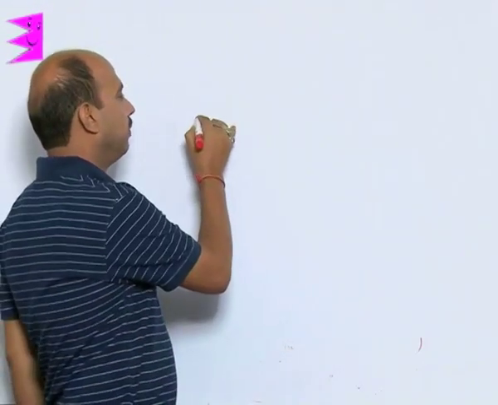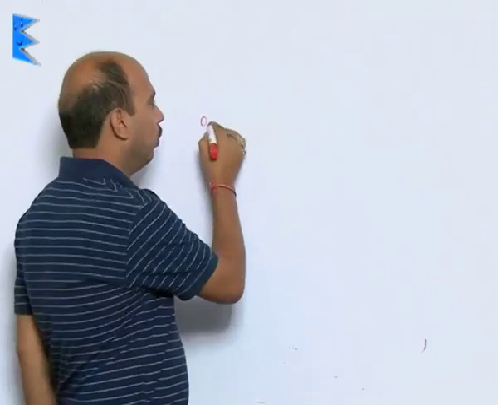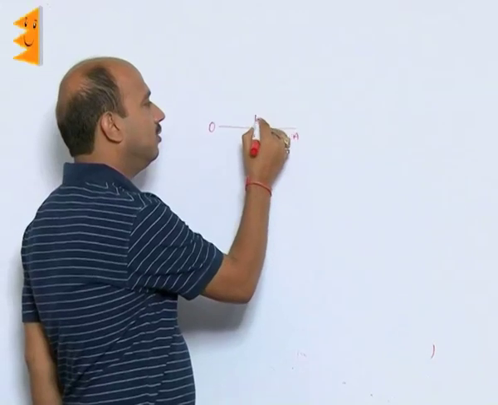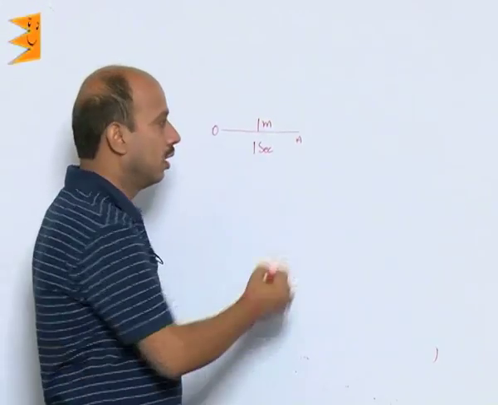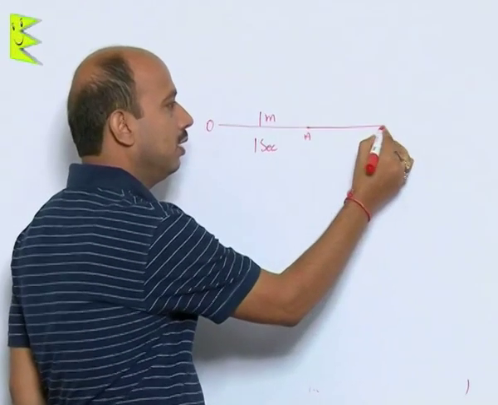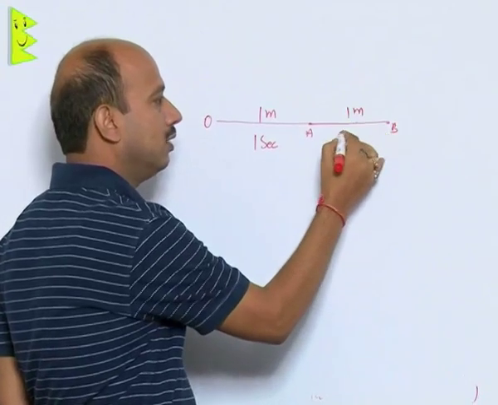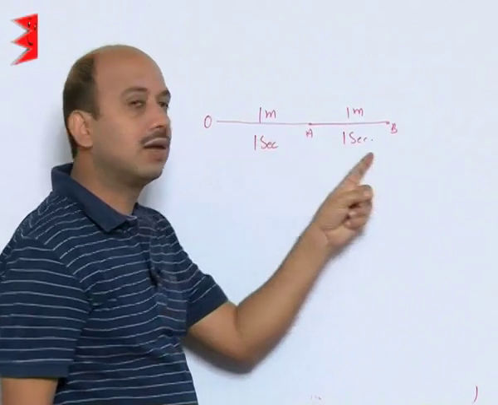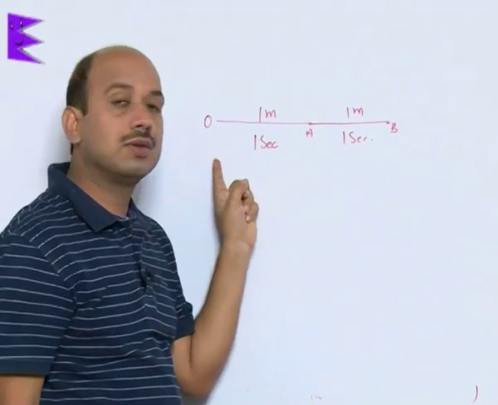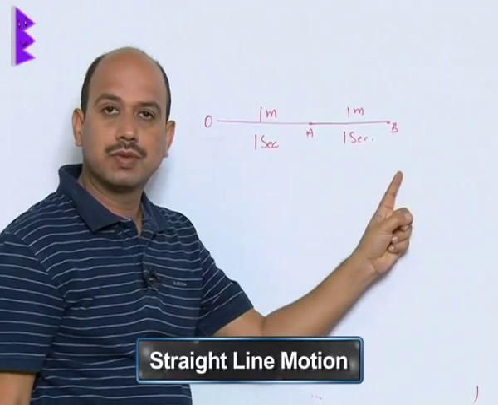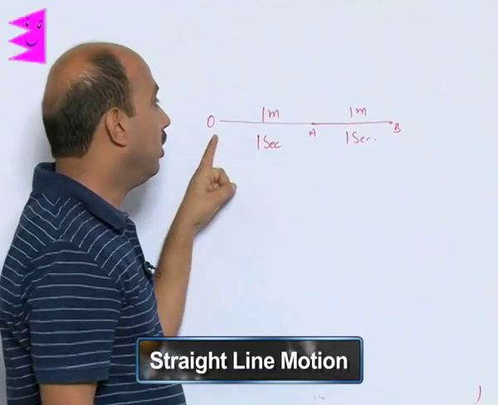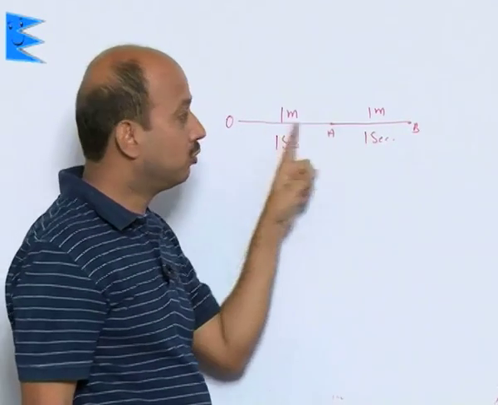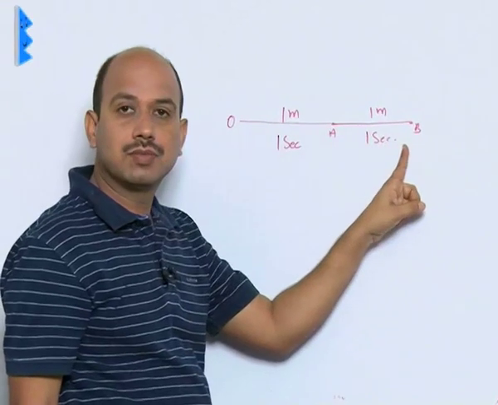suppose body is moving from O and it is going O to A in 1 second, and distance is 1 meter. A to B, this is again 1 meter, this time is 1 second. So, body is moving in a straight line. This motion is known as a straight line motion. In this case, when the body goes O to B, distance is 2 meter and displacement is also 2 meter.